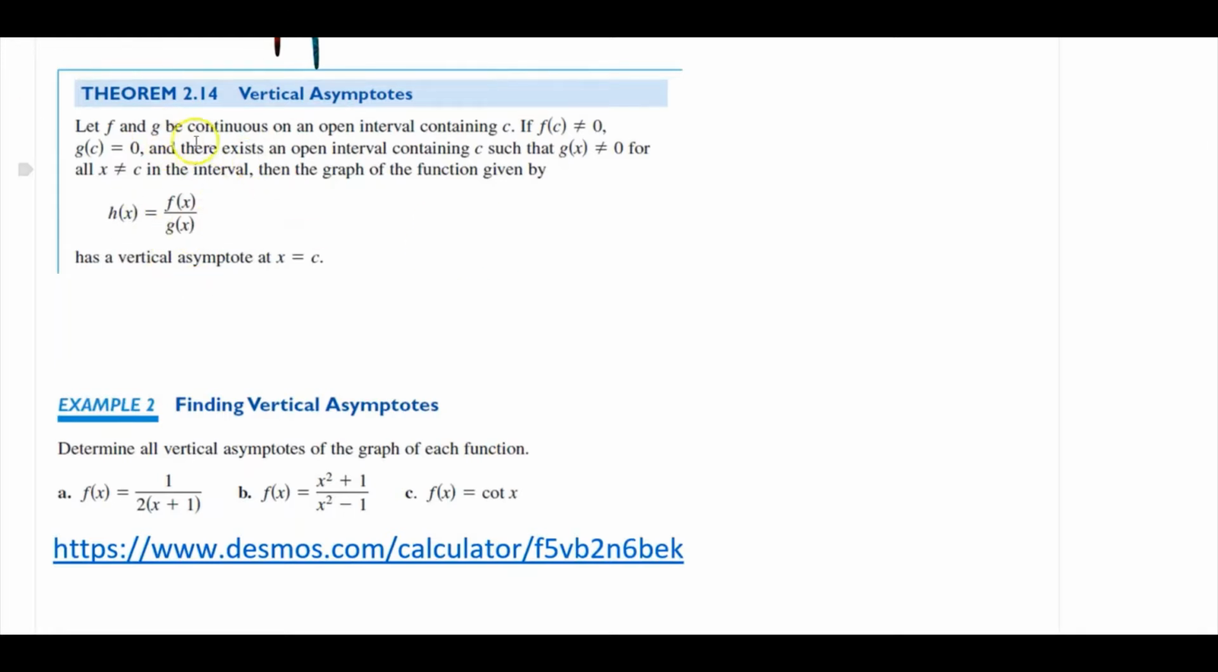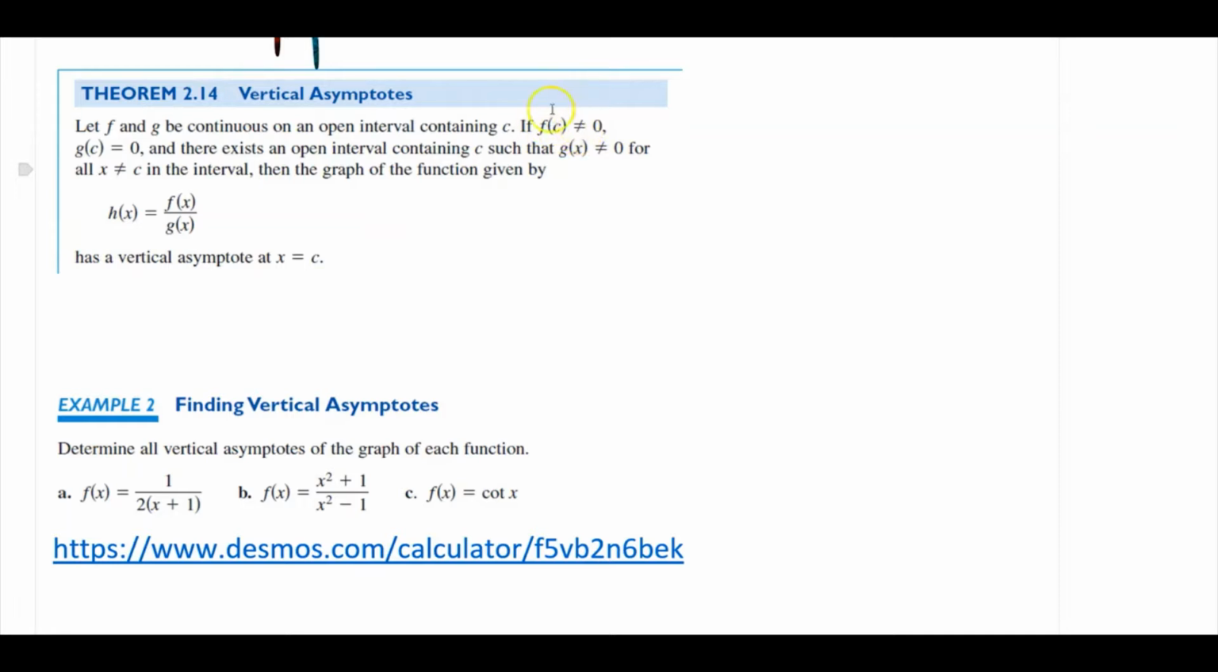So, let's look at this. We have f and g continuous on an open interval containing c. So that means that we have continuity. Continuity means that all of the other things in math don't break yet. We have scalar multiplication, we have addition, subtraction, multiplication, and division as long as our denominator function is non-zero. Okay, so that's nice.